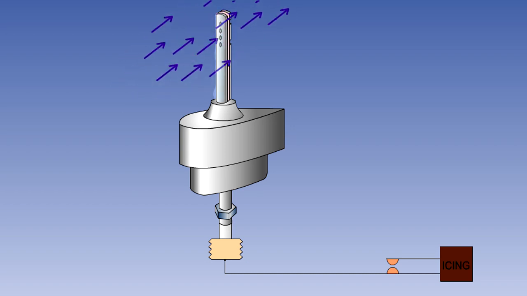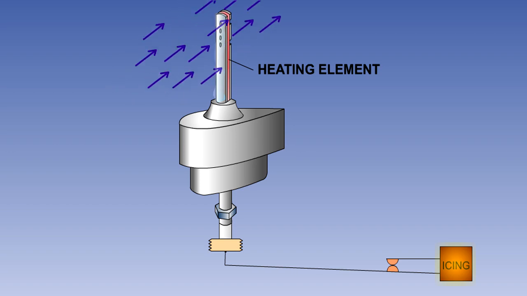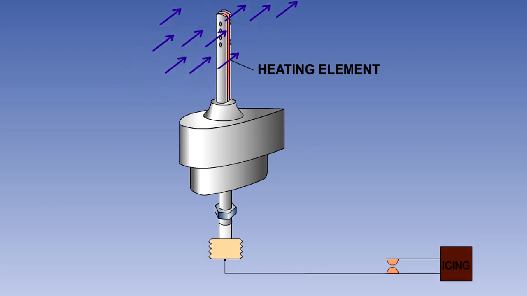In icing conditions, the leading edge holes become blocked by ice and the pressure in the tube falls. The capsule contracts, causing the ice warning light to illuminate. There is a heater element fitted around the tube to melt accumulated ice. Once again, the more quickly the ice reforms, the more severe are the icing conditions.